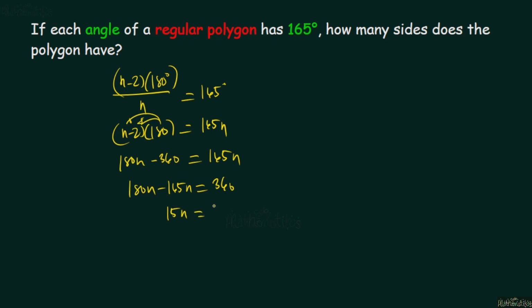So we have 15n is equal to 360. Divide both sides by 15. So we have n is equal to 24. So the answer is, the number of sides is 24.